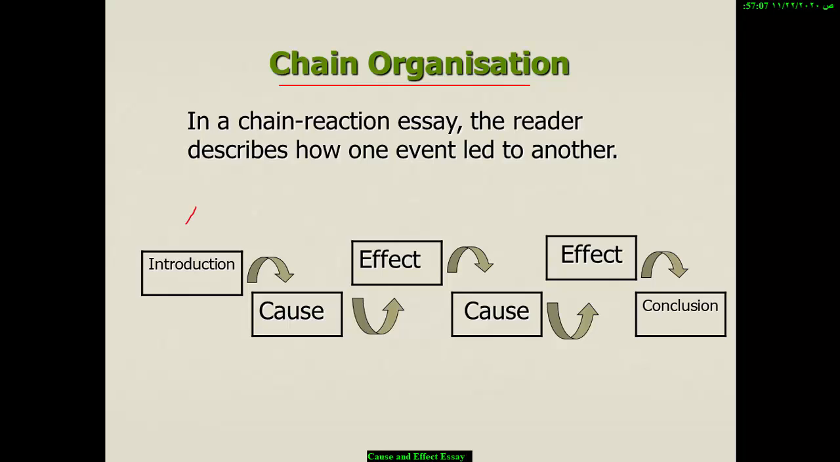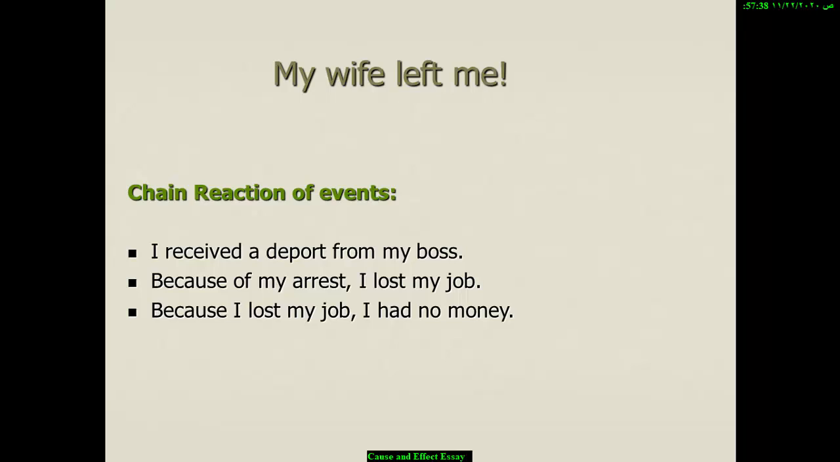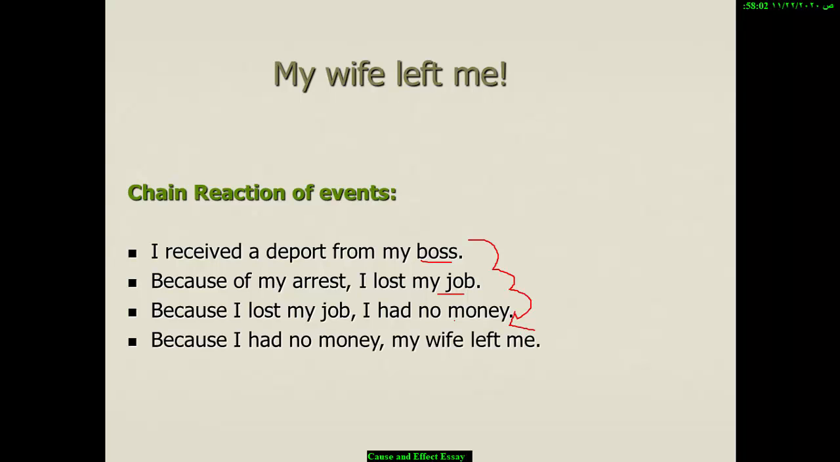So we start with the introduction, as we agreed upon: hook, background, and then thesis. Then you talk about the cause, which leads to an effect, and this effect leads to another cause, and then there is another effect. So things lead to each other. And finally, you have the conclusion. An example: my wife left me. The chain reaction of events here is I received a report from my boss, and because of my arrest, I lost my job, and because I lost my job, I had no money. So things lead to each other in order. And finally, because I had no money, my wife left me.